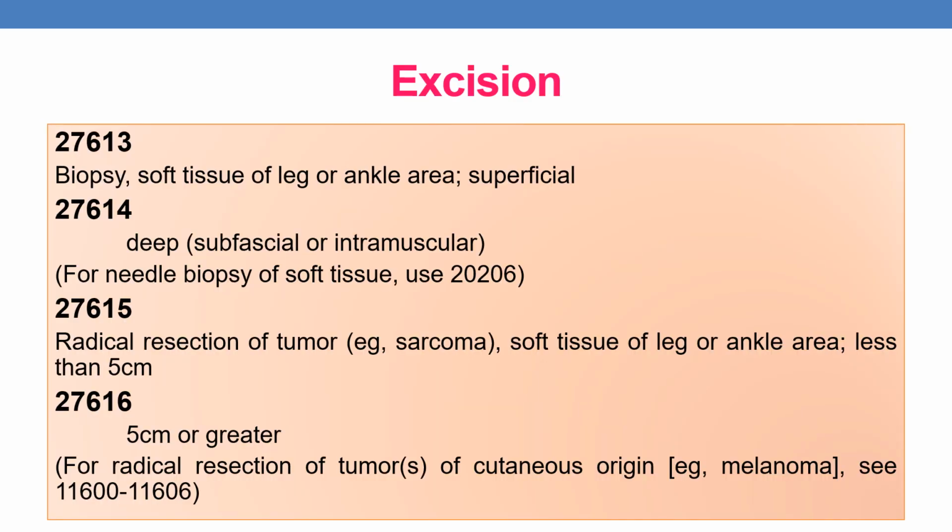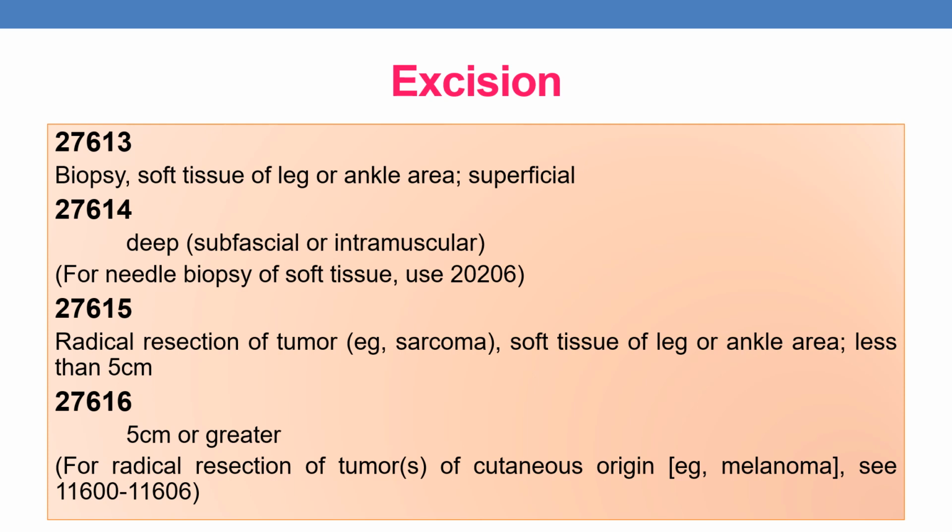Now coming to excision CPTs, the first CPT is 27613. It deals with biopsy, soft tissue of leg or ankle area, superficial. The next CPT is 27614. It deals with biopsy, soft tissue of leg or ankle, deep, which includes subfascial or intramuscular. And for needle biopsy of soft tissue, use 20206.